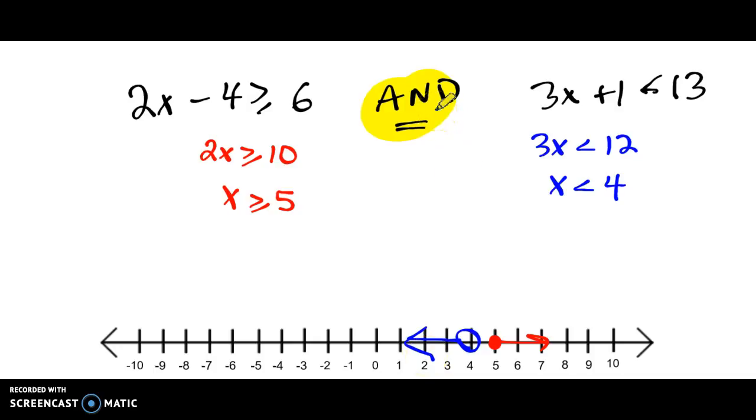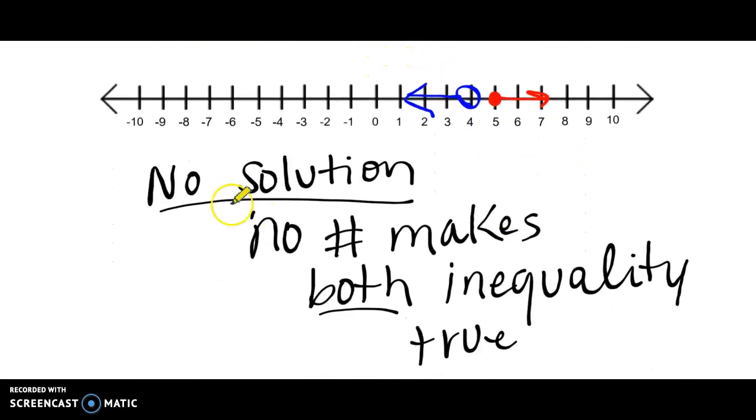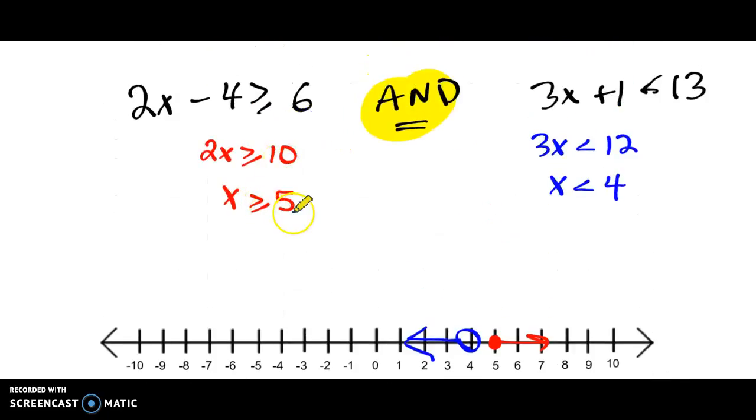Now on an and statement, you're looking for where those two graphs overlap. What part do they share? On a problem like this, it's possible that you have no solution because there's no overlap in the shading. It means that there's no number that you could plug into both of those inequalities. If I go back up just a little bit so you can see, there's no number that is both greater than 5 and less than 4 at the same time. So this has no solution.